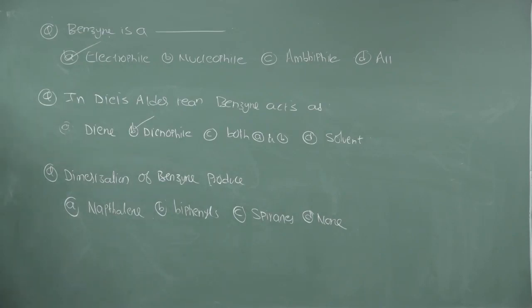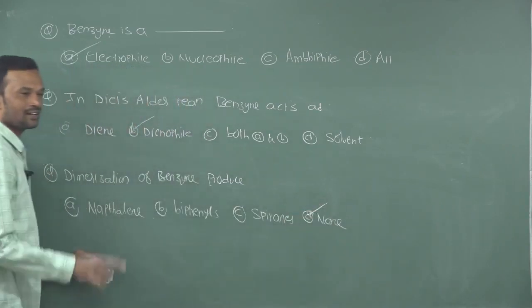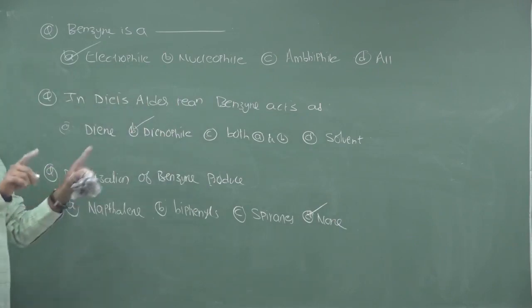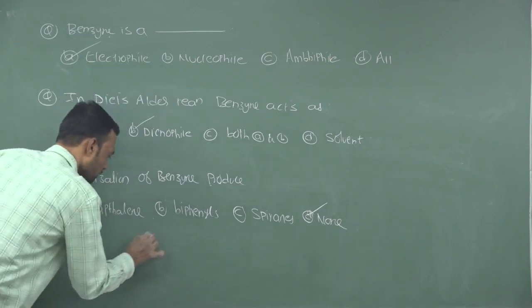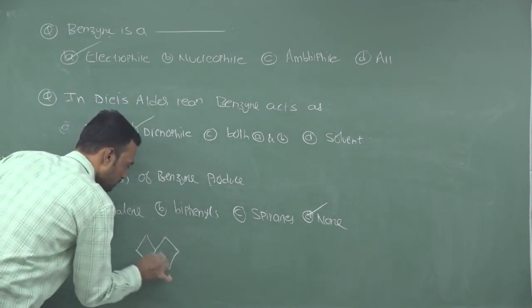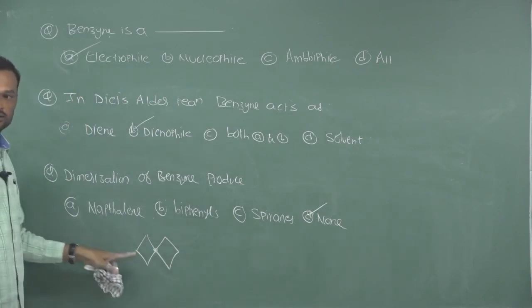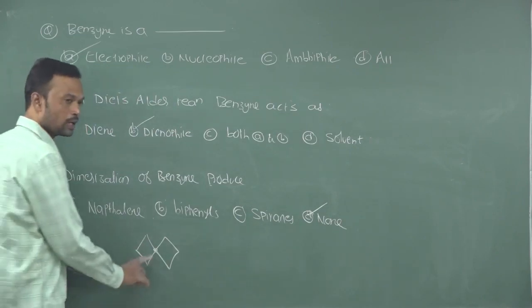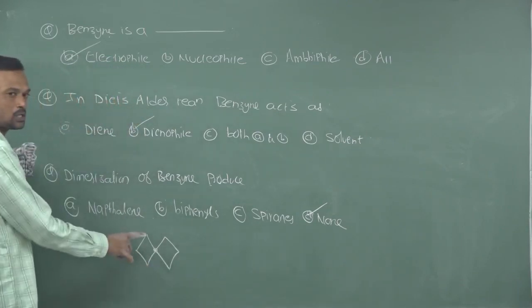Dimerization of benzene produces what? None, not spirenes. Spirenes are one carbon which is attached by the remaining 4 other carbons. Spirenes are this one. This is spirenes. Chiral axis molecules. Spirenes are chiral axis. It will come in stereochemistry, but in nomenclature I explain these molecules.